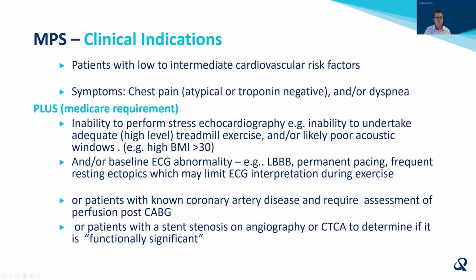Now, from a Medicare point of view, they have to have symptoms plus they have to have inability to perform stress echocardiography. This rule was introduced about 3 years ago. So an inability to perform a stress echocardiography basically means they can't perform high-level treadmill exercise, or they're likely to have poor acoustic windows, for example, high BMI greater than 30. As well, sometimes the baseline ECG abnormality makes it difficult to undergo a stress echo. For example, left bundle, that obviously limits exercise, and frequent ectopics can limit the utility of stress echocardiography.